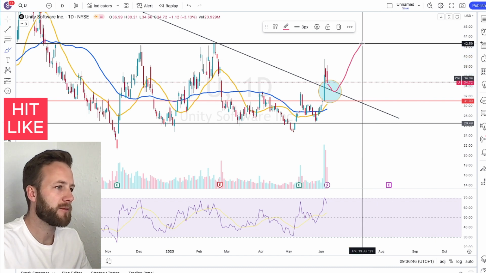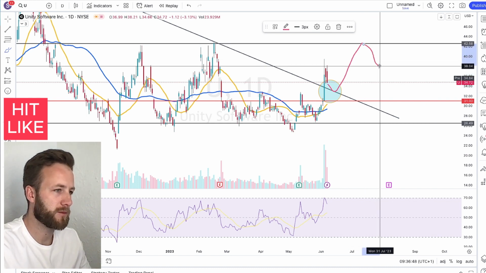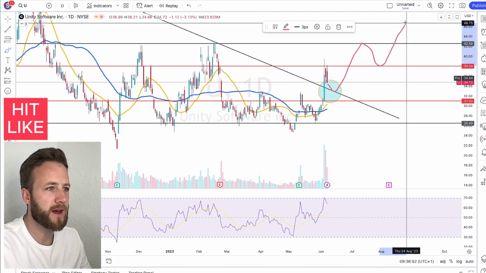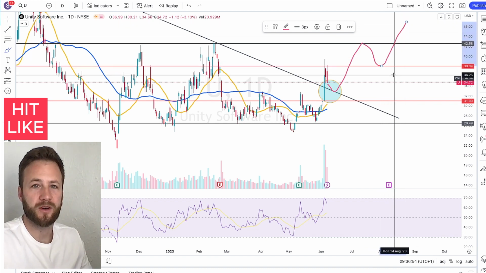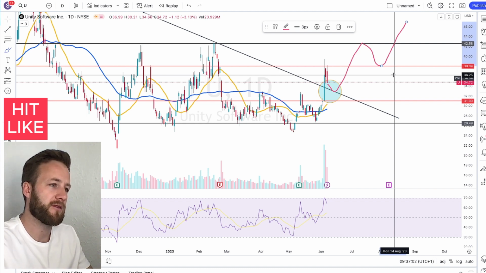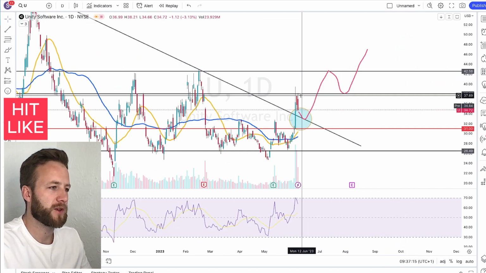And if it perhaps came down to this level here, we'll just quickly draw a line in there, and it bounced off of here and then moved up through there, then obviously this is very bullish. This is very textbook stuff, but obviously stocks don't work like that. But generally, this could work. So we'll just go over that one more time.